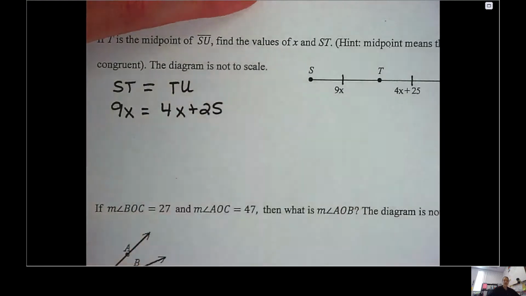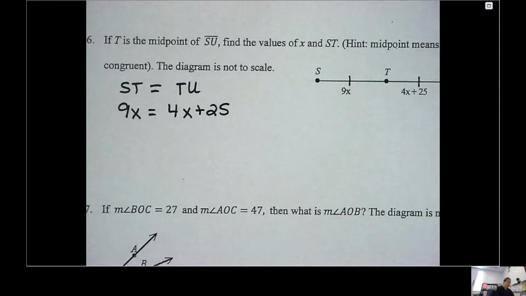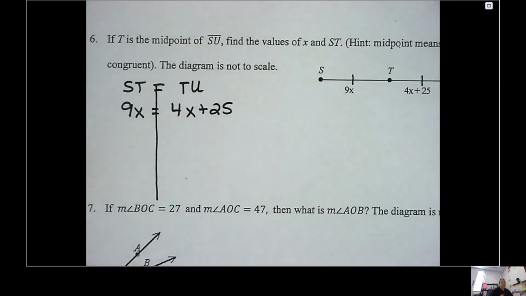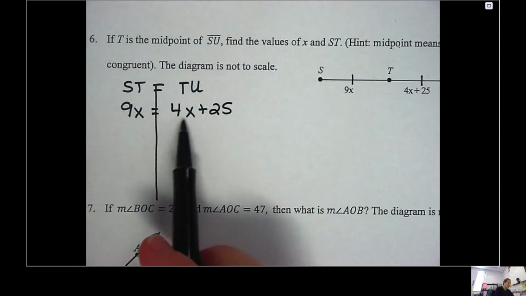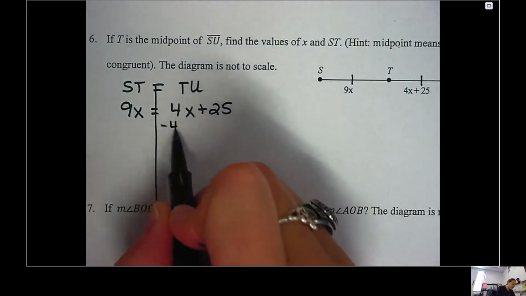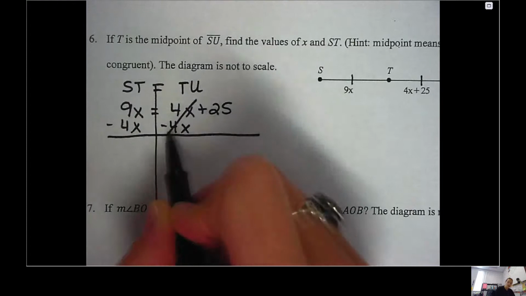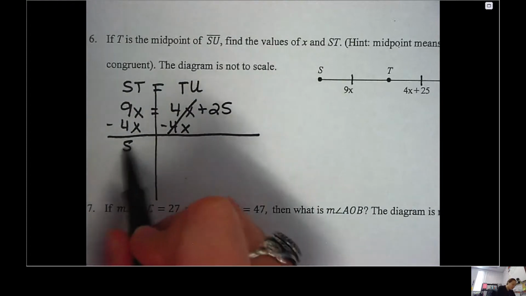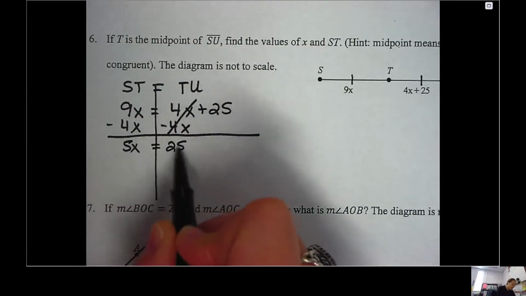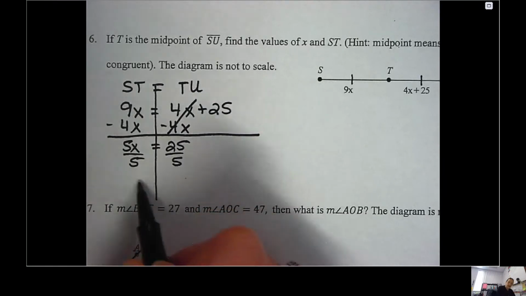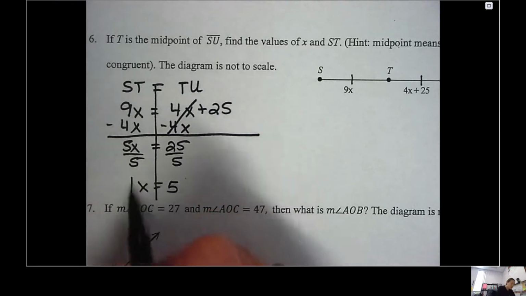And then, my friends, it just becomes an algebra problem. So I'm going to get all of my x's to one side. So I'm going to take this smaller x and move it over by undoing it. So I'm going to subtract 4x from both sides. So I get 5x equals 25. And then to get the x by itself, I divide both sides by 5. I get x equals 5.